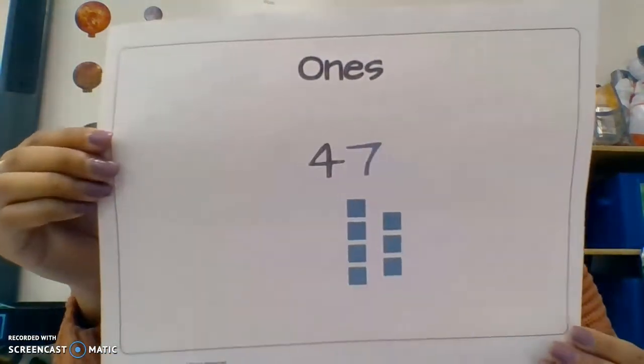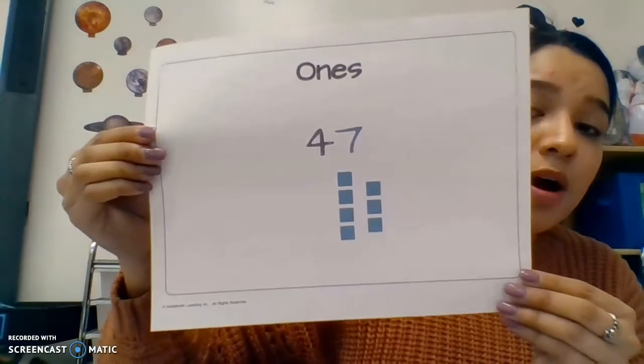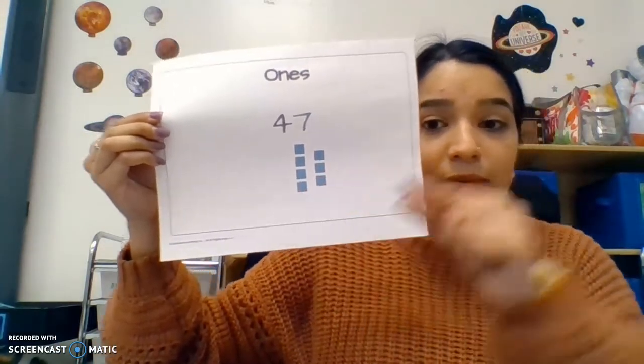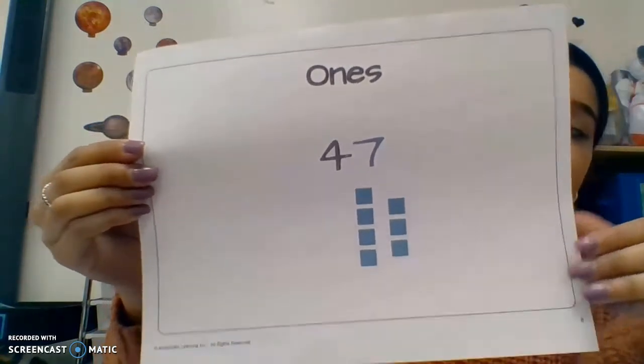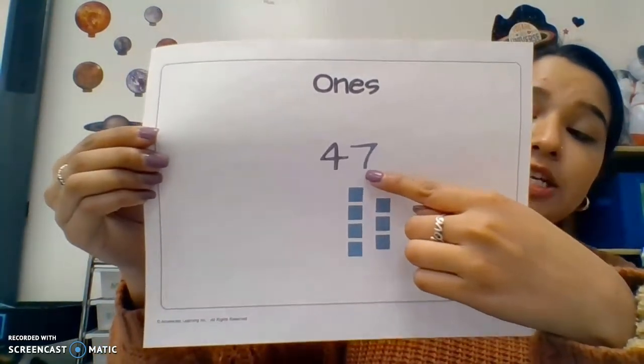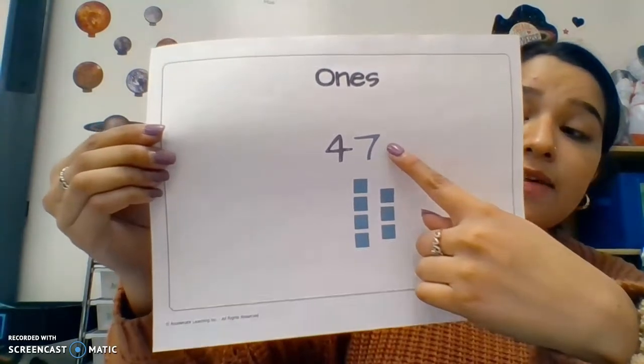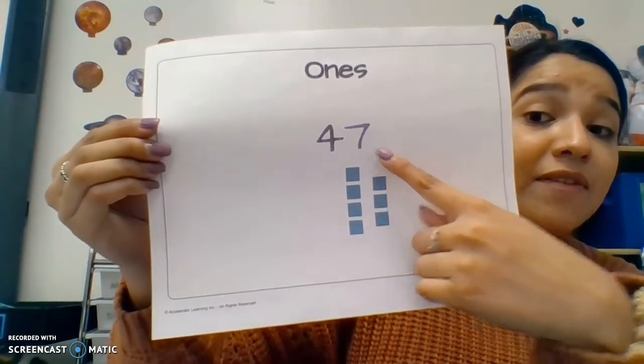Base 10. Our next one is ones. Our ones is the smallest block that we have. It's super tiny. In the number 47, we're going to look at the last digit, and it's the number 7. So that means that we have 7 ones.